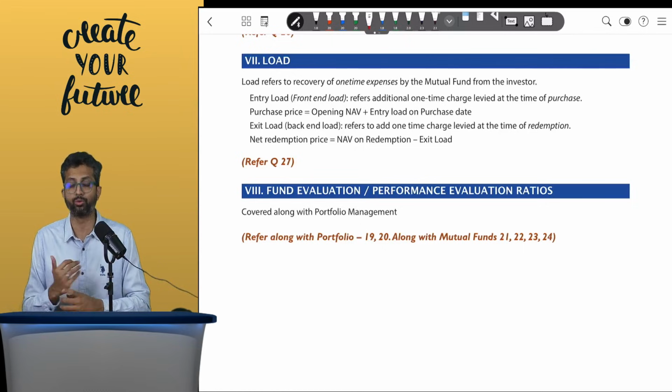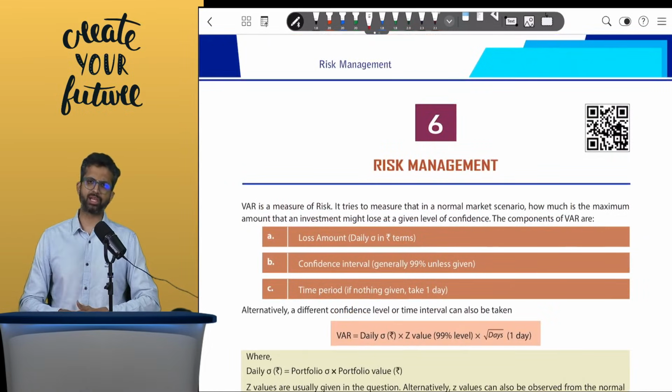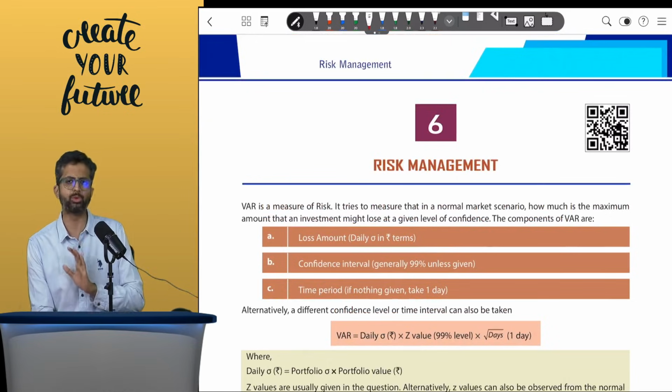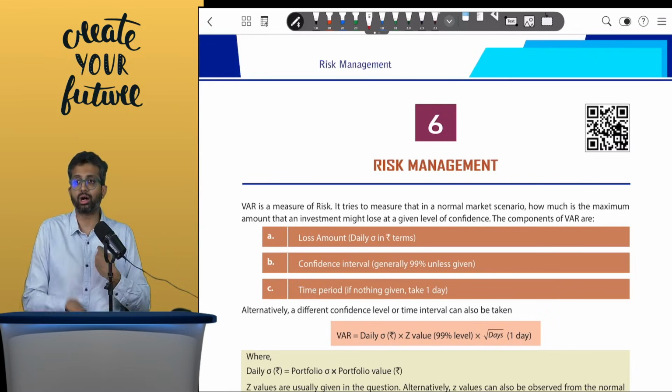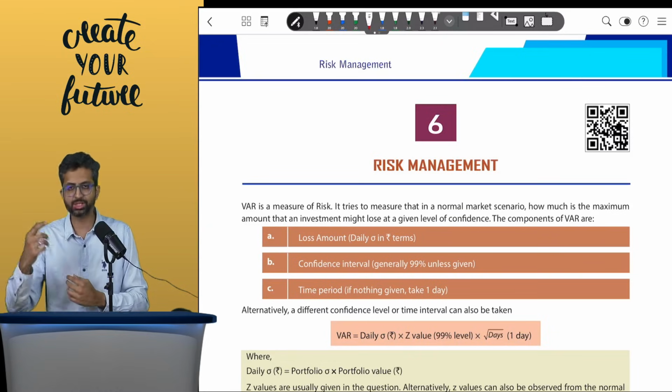Next, we have the smallest chapter over here, which is risk management, which has a fair bit of theory, but from a numerical perspective, the concept of VAR, value at risk, is important. Here there are 3 parameters for value at risk. This is really helpful in determining the amount of your portfolio which is at risk for a specified interval.